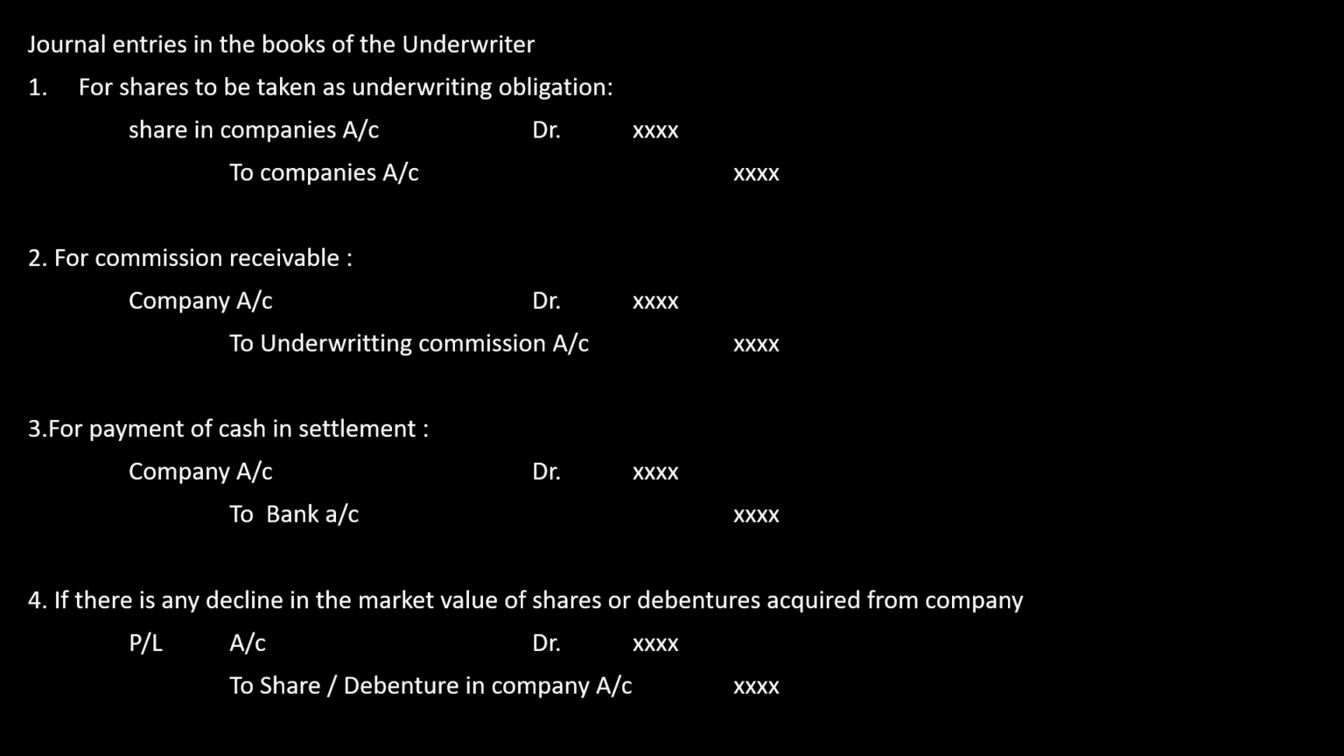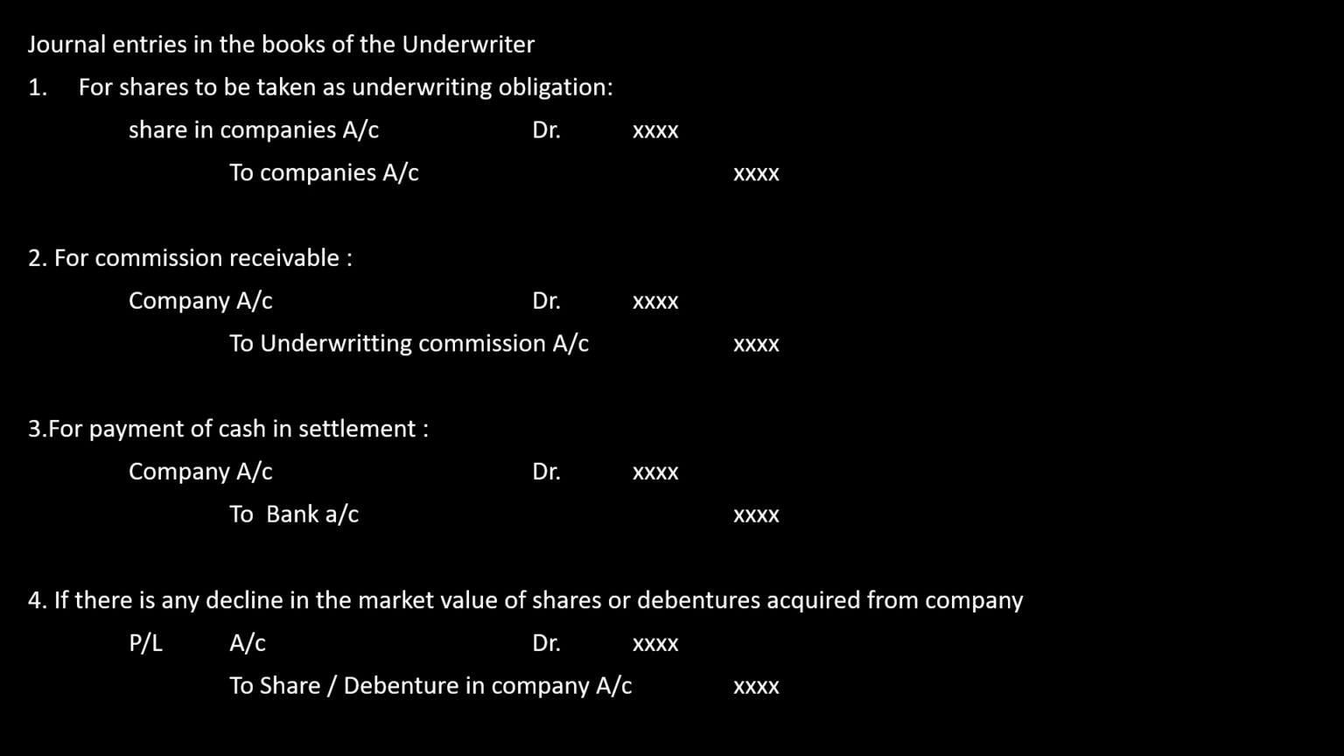Since it is an income, the underwriting commission is credited here. In the previous case, the underwriting commission would have been debited. Then the next entry in the books of the underwriter is the payment in cash settlement, which means the underwriter has to pay the company for his net liability.